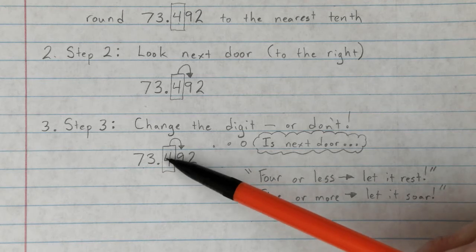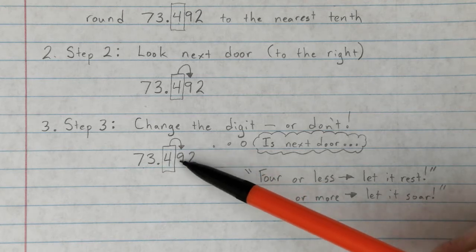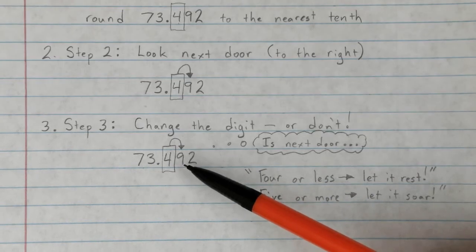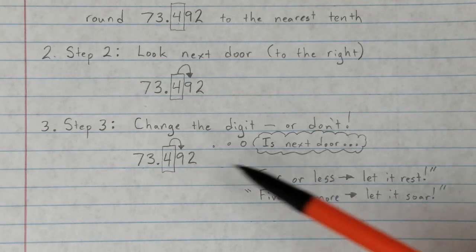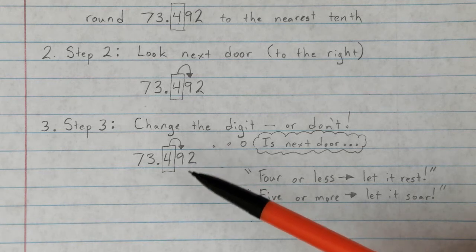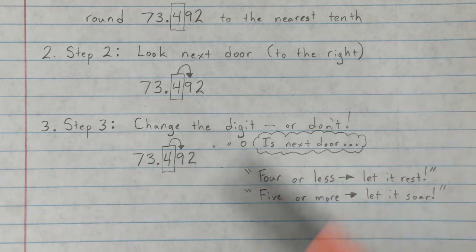We're rounding this digit. The digit looks next door. Is it 4 or less? No. Is it 5 or more? Yes, it is. It's bigger than 5. It's a 9. It's big. So this digit in the 10th place is going to soar. It's going to go up.